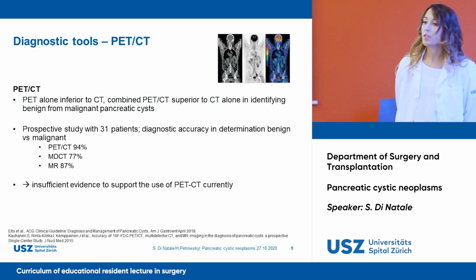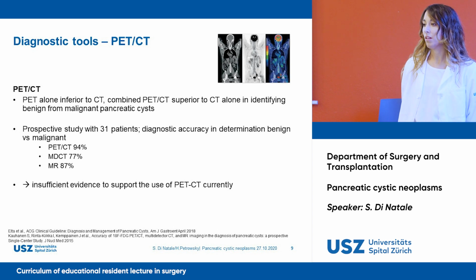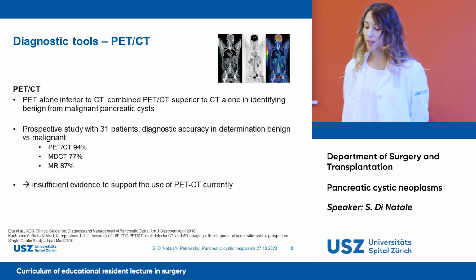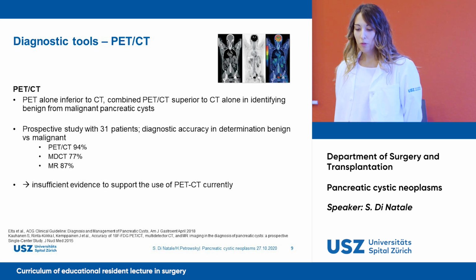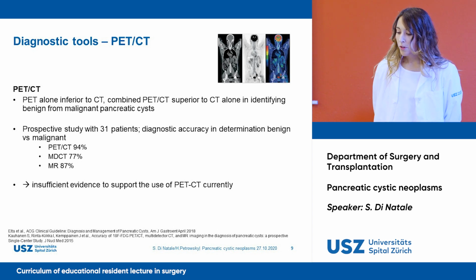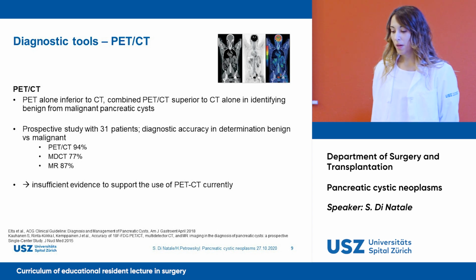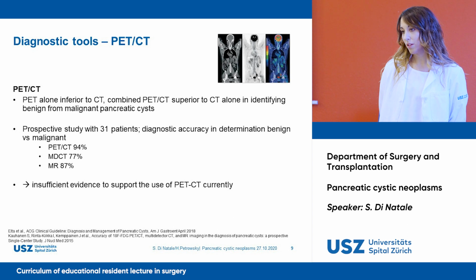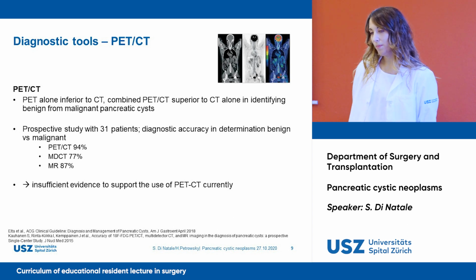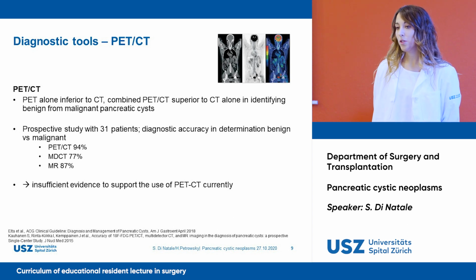Now, which role does the PET-CT scan play in unclear pancreatic cystic lesions? A systematic review evaluated 4 PET studies for identifying benign from malignant pancreatic cysts, and they found PET alone to be inferior to CT and combined PET-CT to be superior to CT alone.